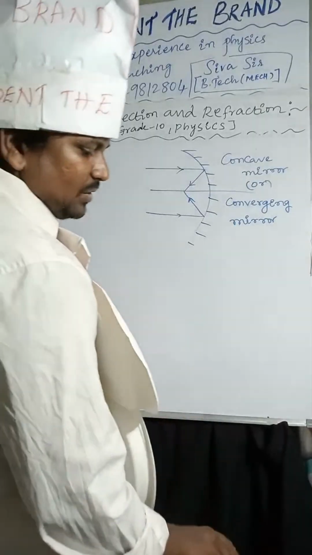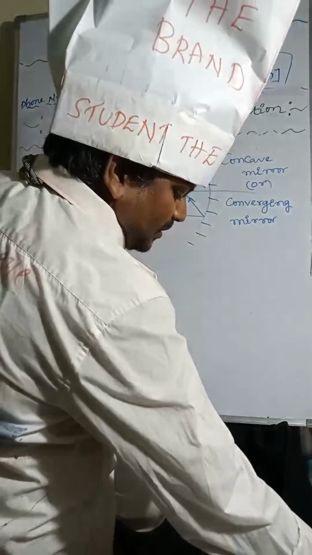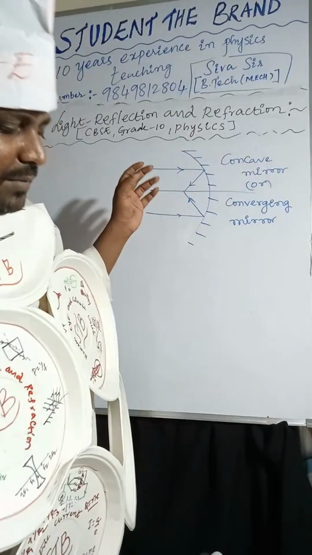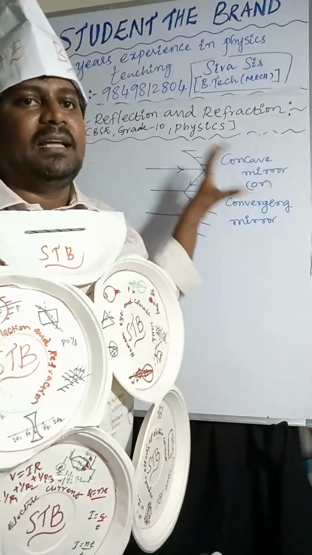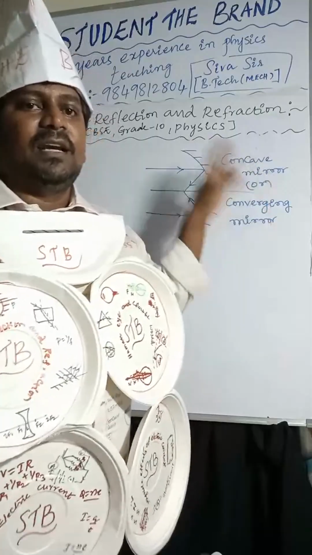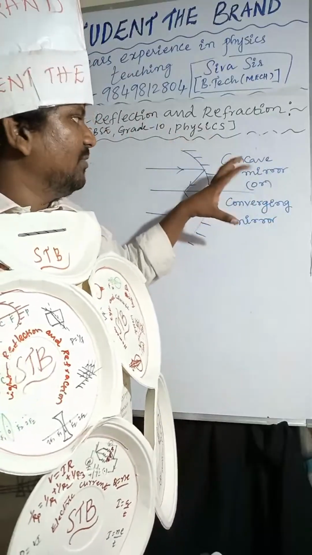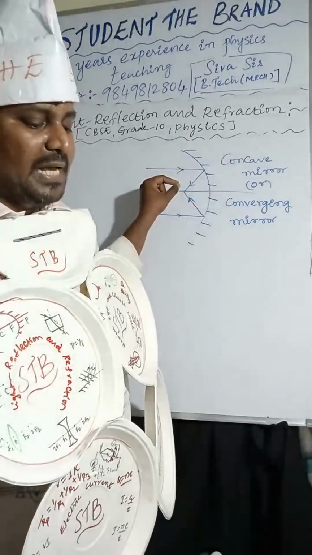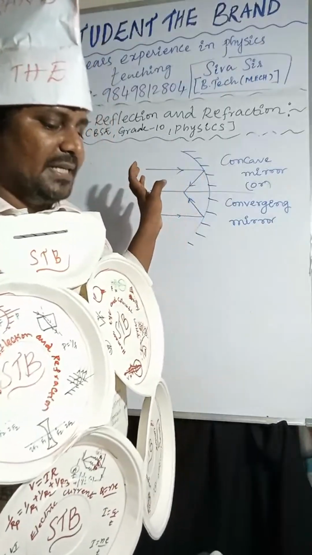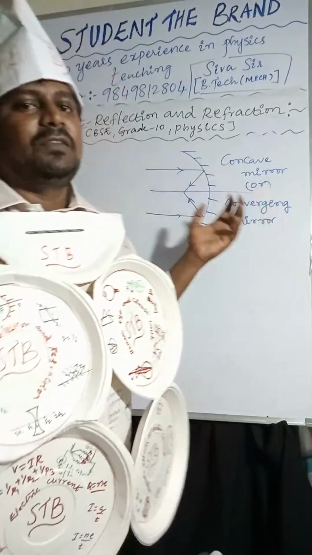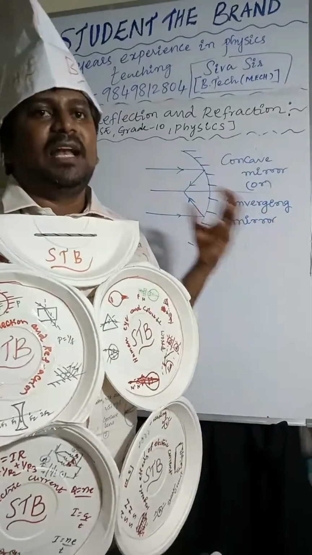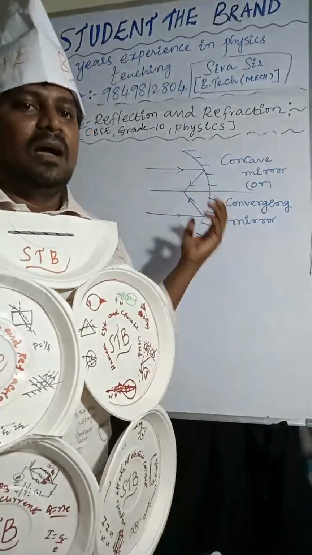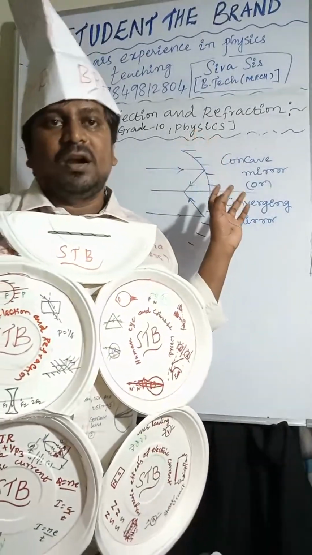Concave mirror is also known as converging mirror. Why is a concave mirror called a converging mirror? Whenever light rays are incident on it, after reflection the light rays are moving towards the principal axis. If after reflection the light rays are moving towards the principal axis, the type of reflection is called converging. Actually, this type of mirror is called a converging mirror.